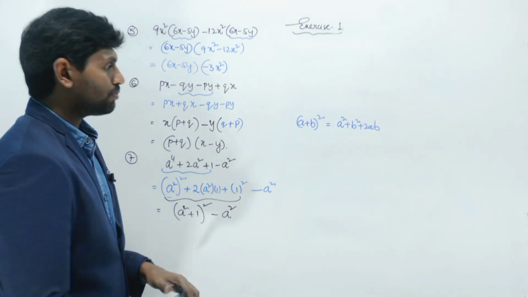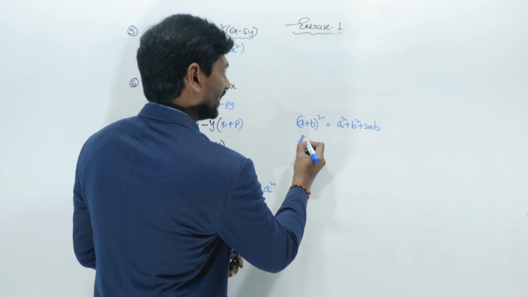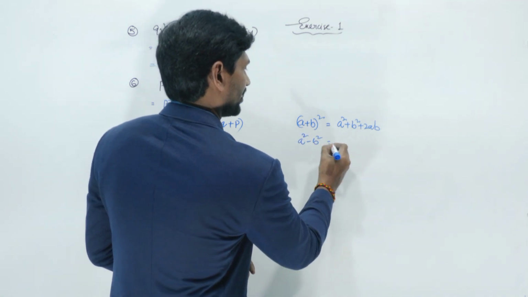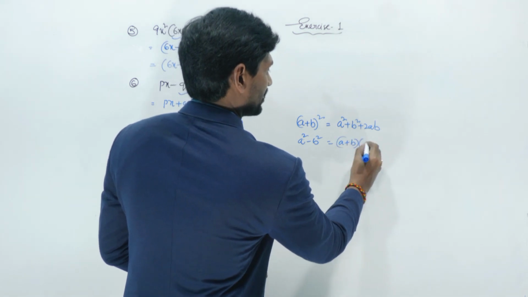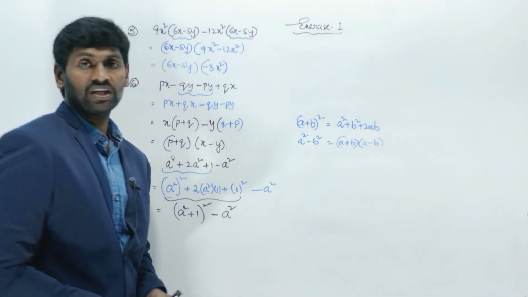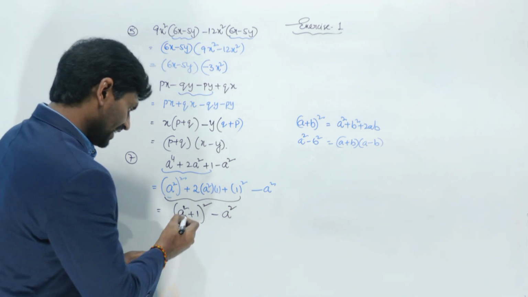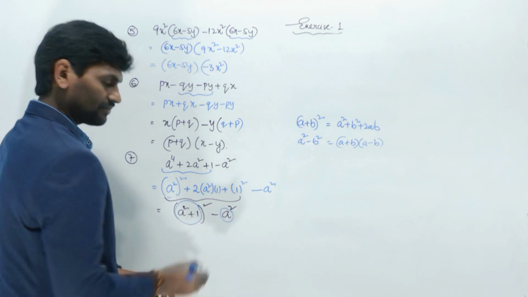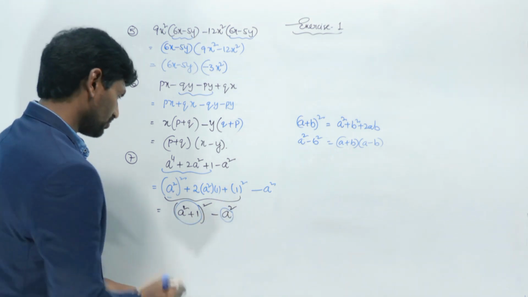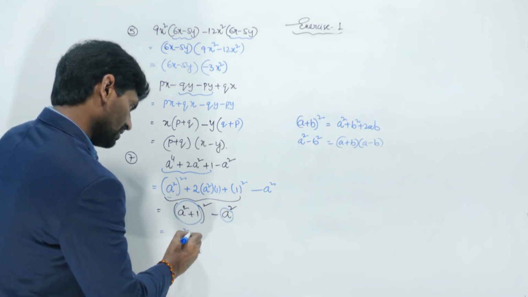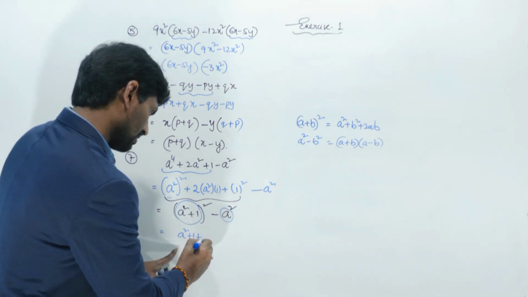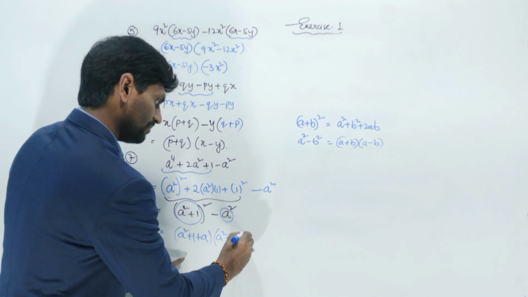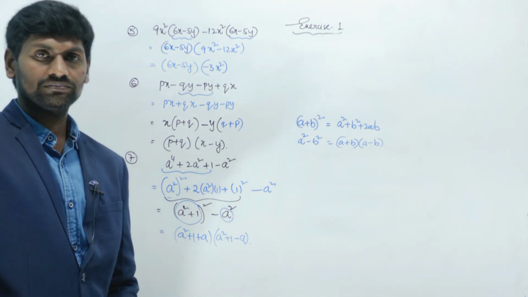So again it is in the form of one of the famous identities: a square minus b square equals (a plus b) into (a minus b). Here a means this entire term, a square, and b means a. So a square minus b square is (a plus b) into (a minus b). Done. Please note this.